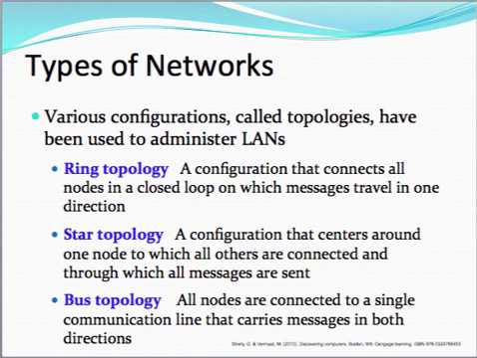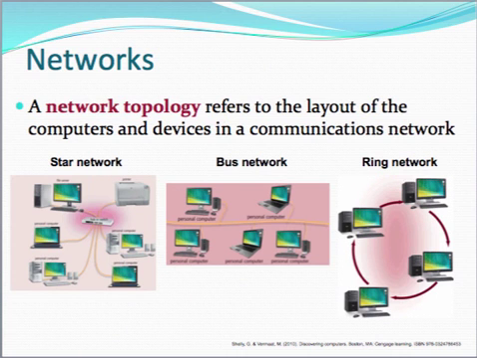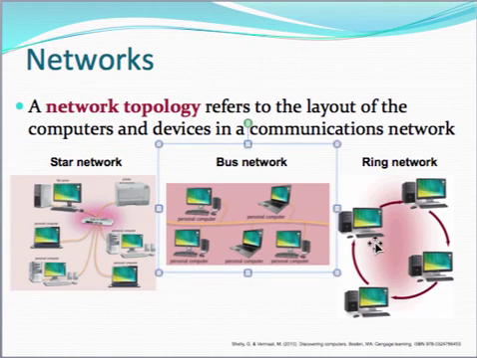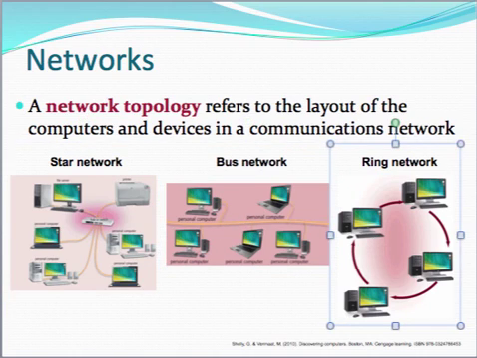Types of networks. Various configurations called topologies have been used to administer LANs, local area networks. The ring topology, a configuration that connects all nodes in a closed loop on which messages travel in one direction. The star topology, a configuration that centers around one node to which all others are connected and through which all messages are sent. And the bus topology, all nodes are connected to a single communication line that carries the message in both directions. I think I have three figures here that illustrate the network topologies.